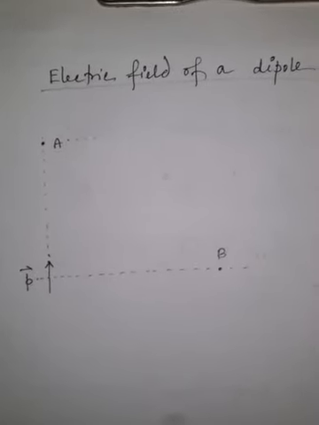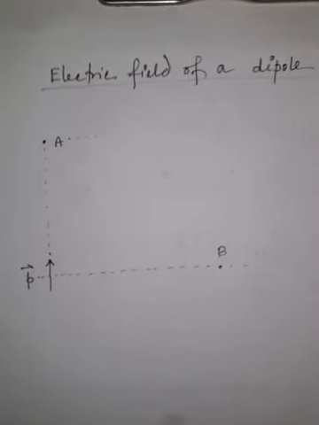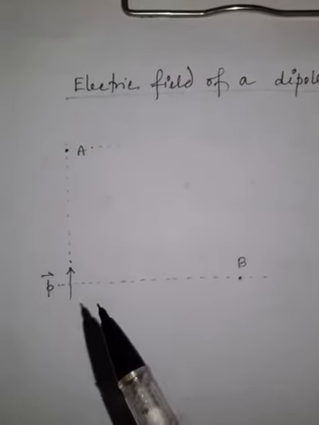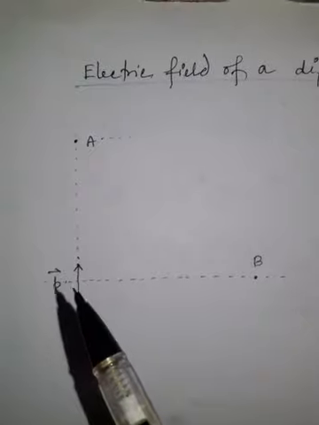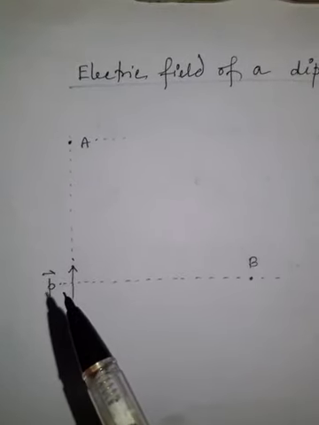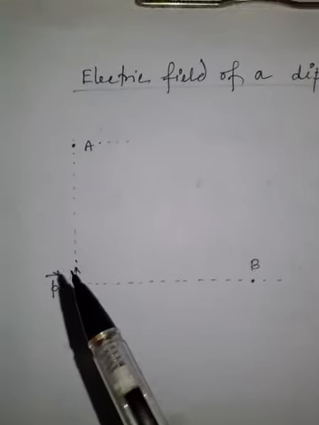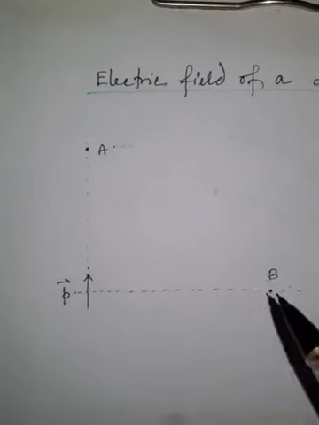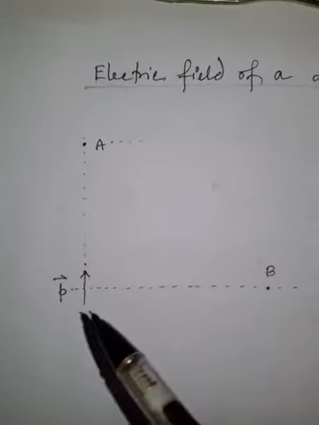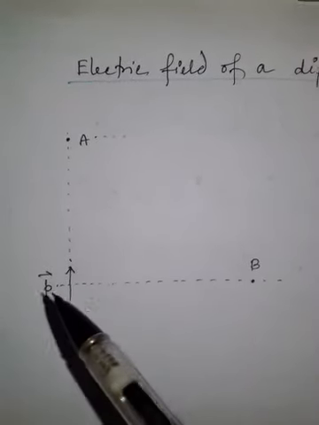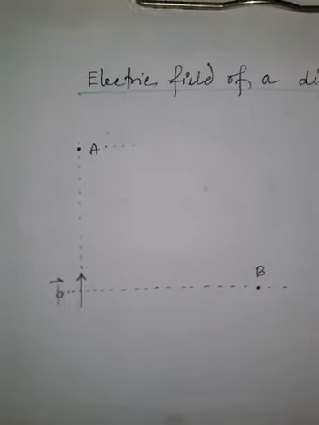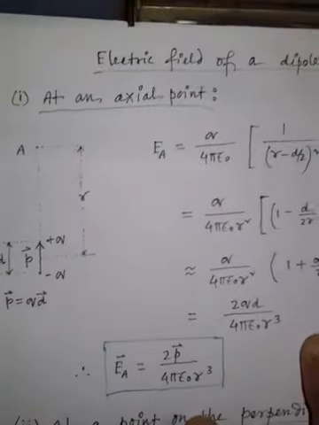Today we are going to find out the electric field of a dipole. We have considered a dipole of dipole moment P, and we are going to find its electric field at 2 points, namely A and B, where A is an axial point and B is on its perpendicular bisector plane. Now look at the figure.